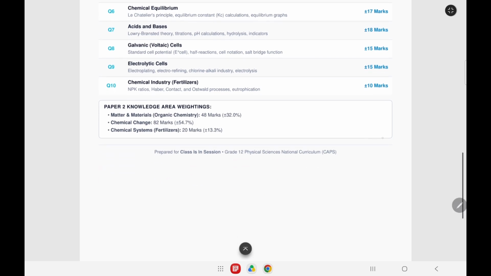So here are the weightings as well. Matter and materials, or organic chemistry, it's worth 48 marks. That's about 32% of your question paper. Chemical change, 82 marks. That's worth about 54.7% of your paper. And then chemical systems worth about 20 marks. That's about 13.3% of your question paper.